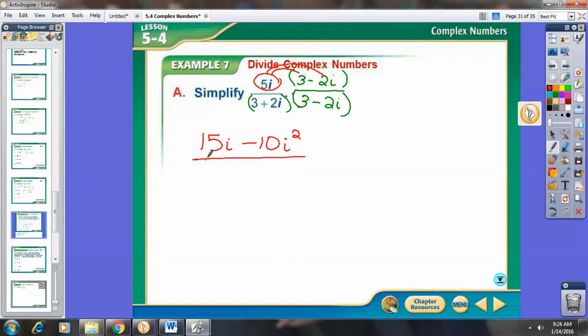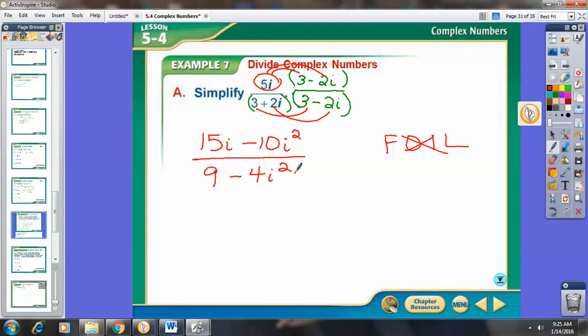Now in our denominator, we're taking a binomial times its conjugate. Do I have to FOIL all the way on this one? No, we can use a shortcut. We know in FOIL, if we're multiplying by a conjugate, that the O and the I are going to cancel. So we can skip multiplying the O and the I. We can just multiply the first and last terms. So if you multiply the first terms, 3 times 3 is 9. And 2i times negative 2i, negative 4i squared.